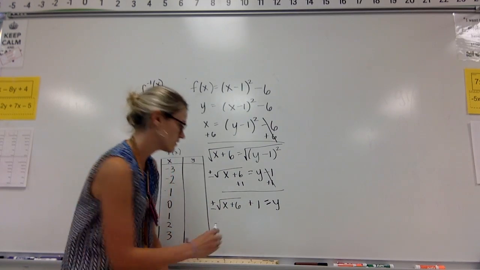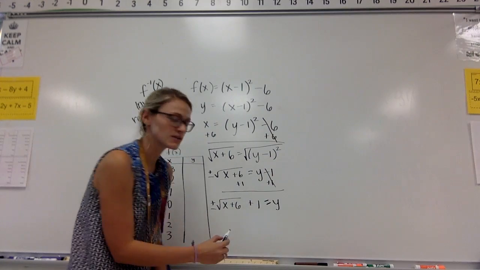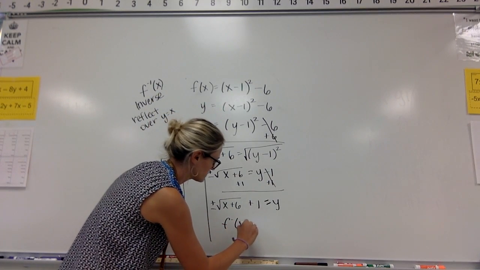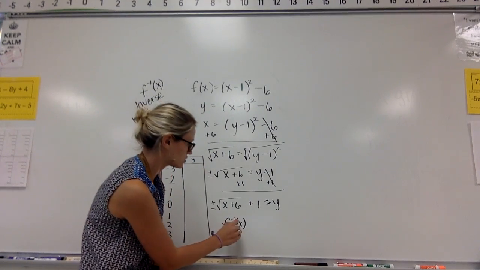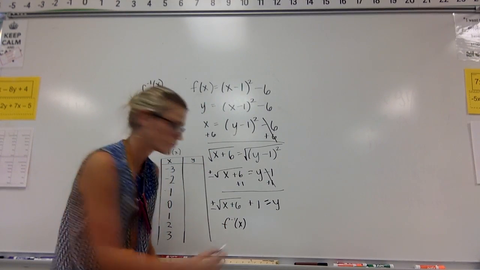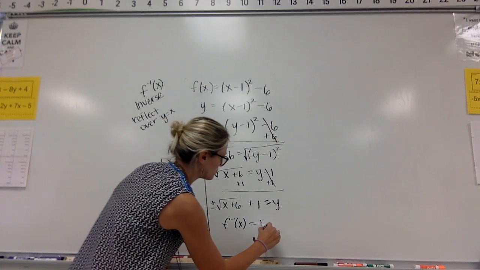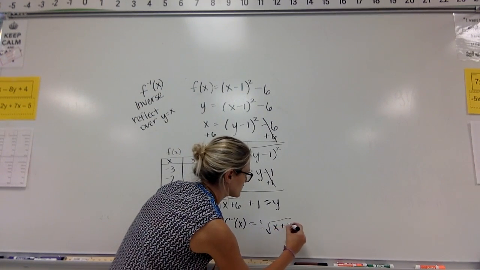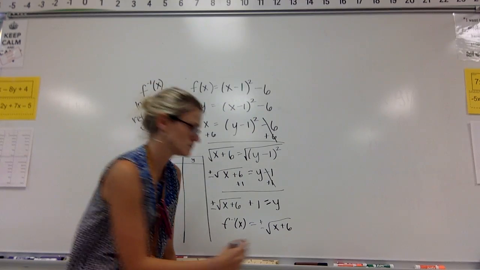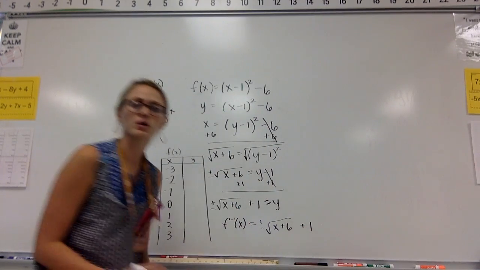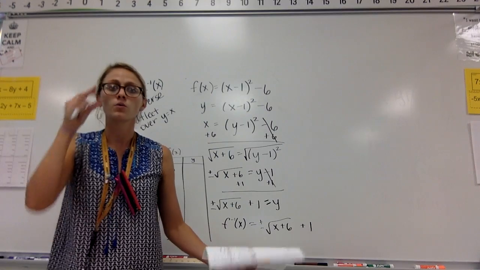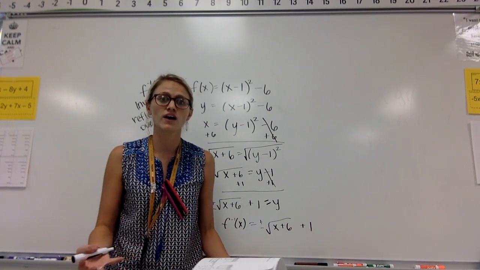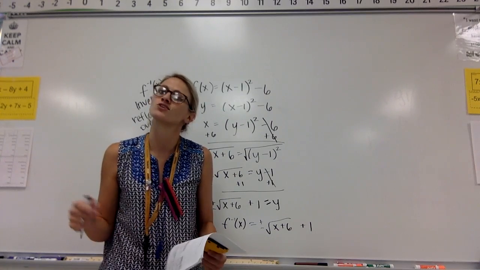That's it. Okay? So I've got my y, the inverse function. Remember, that's how we write it, is equal to plus or minus the square root of x plus 6 with our plus 1. We're done. We found our inverse function. Okay? That's about all that I want you guys to be able to do at this point in time. We'll continue this later on.